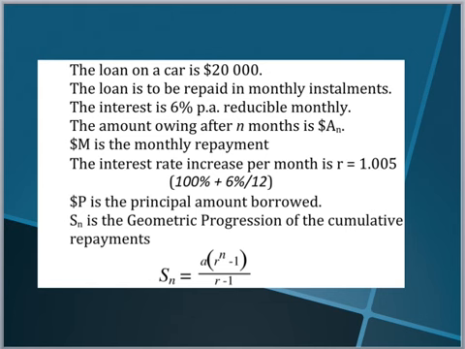The amount owing after n months is A, and M is the monthly repayment. The interest rate increase per month is R equals 1.005. That's 100% plus 6% divided by 12 to get it into months. P is the principal amount borrowed, and Sn is the sum of the geometric progression of the cumulative repayments. You have studied this formula earlier in maths.